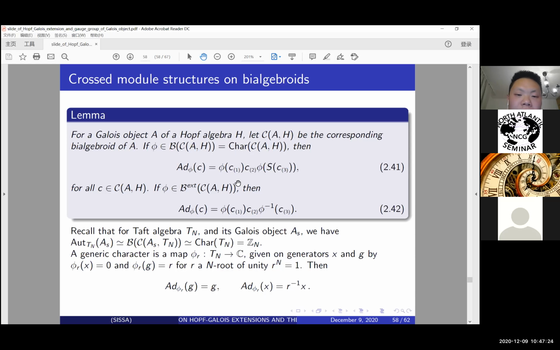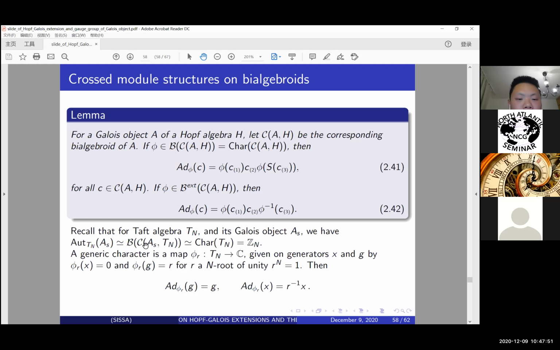So then we can compute at phi of c equal to phi of c1 times c2 times phi of S c3. And for the extended version, we have something similar, but instead of phi of S c3, we have phi inverse of c3. And an example for the top algebra with this Galois object. So we can check any.